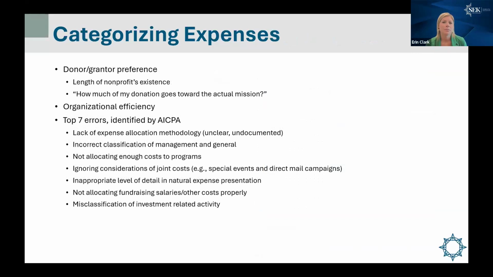So when we look at, again, why does this matter? Why is it important? It really a lot of times comes down to donor and grantor preference, because beyond the internal stakeholders, the external stakeholders that are reviewing your financials are probably looking at it because they are either interested in giving you money, they currently give you money and they want to know if they should continue to give you money, or they really just want to get a better understanding of how you use the money that you get. And so understanding that the length of a nonprofit's existence will oftentimes impact what allocation you have in terms of what percentage of your expenses are programmatic versus supporting.